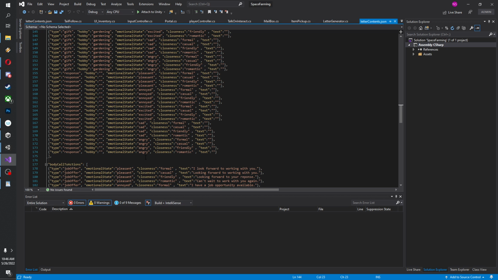This also works such that it can be expanded to allow for progression over time. So perhaps a letter starts off being very pleasant and then ends up being very angry, or perhaps they become more casual over time to you, or both.